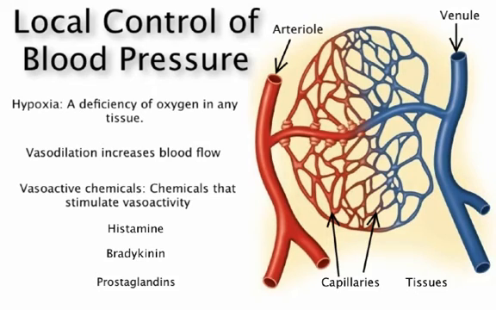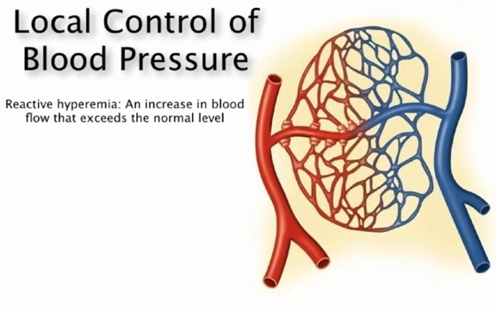If a tissue's blood supply is cut off for a period of time and then restored, it often exhibits reactive hyperemia. This is an increase that exceeds the normal level of blood flow, and it may be due to the accumulation of metabolites during a period of ischemia. An example is when the skin of the forearm gets flushed red after a blood pressure cuff has been removed.